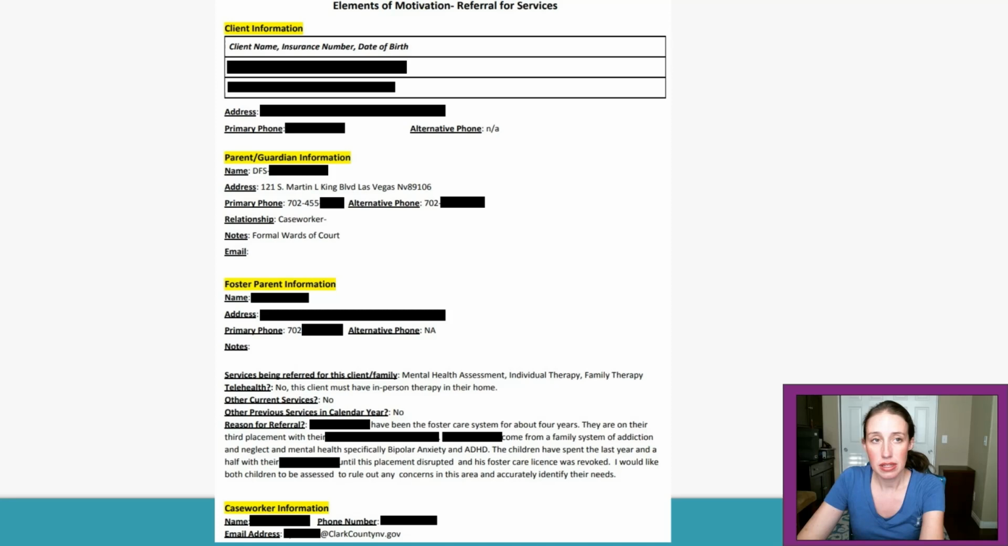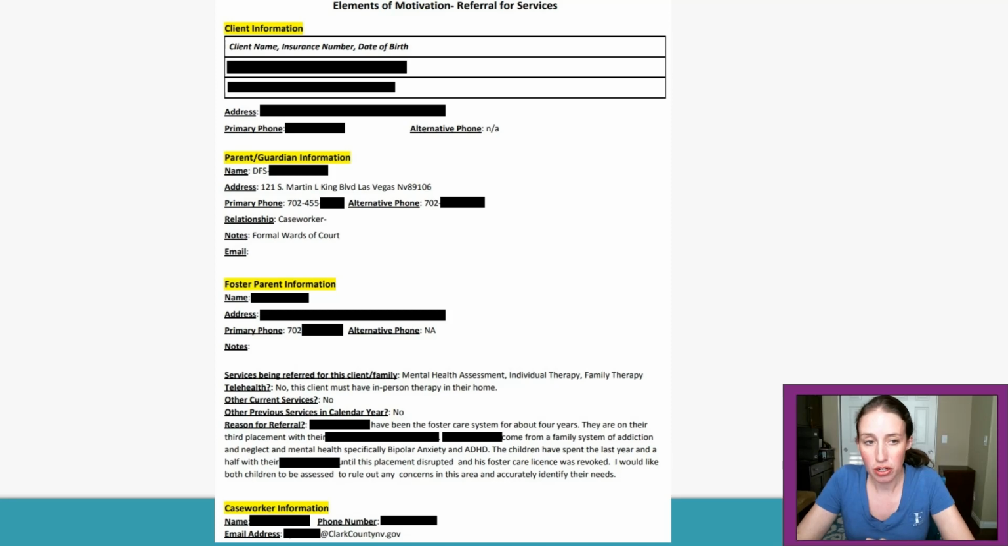You'll also see the address and phone number where they are currently residing, especially if it's a child. And then you have two sections here, one for parent and guardian information and one for foster parent information. So in this case, the parent or guardian actually is the Department of Family Services. And so that caseworker has included their information there. And the note is that they are formal wards of the court. So as we have discussed, if you have a child who is residing in foster care, their guardian at that time is their DFS caseworker.